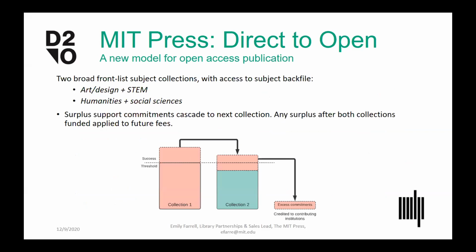To increase the chances that the model will be funded successfully, we'll be offering these 2 collections, Art, Design and STEM, and Humanities and Social Sciences. This will allow libraries to commit to 1 collection or the complete set of books. It means it provides us with a chance of partial funding for the model and therefore lowers the threshold for success. The target will remain 1.6 million. If we reach the target for 1 collection, surplus will cascade to the other collection. And if there's an overall surplus, it will be credited to fund future years of the model.